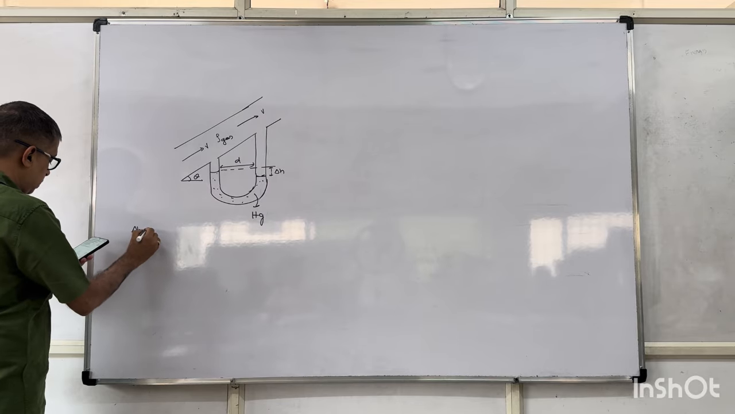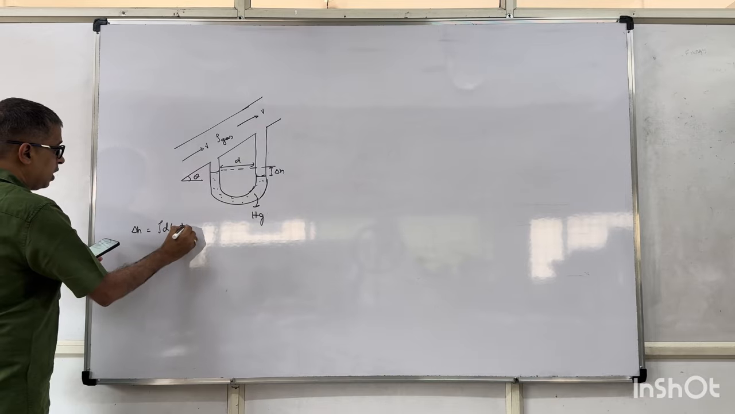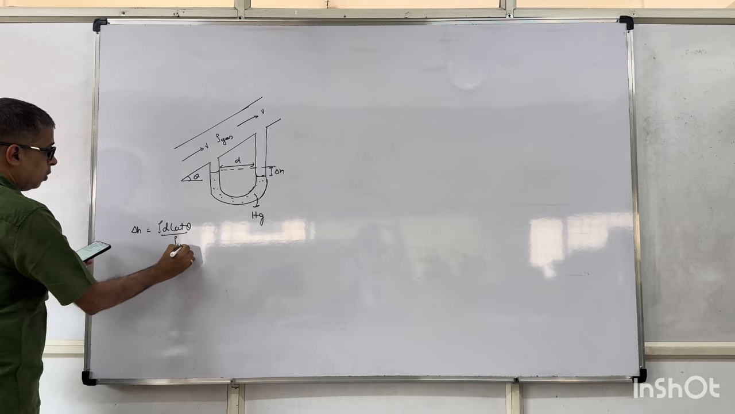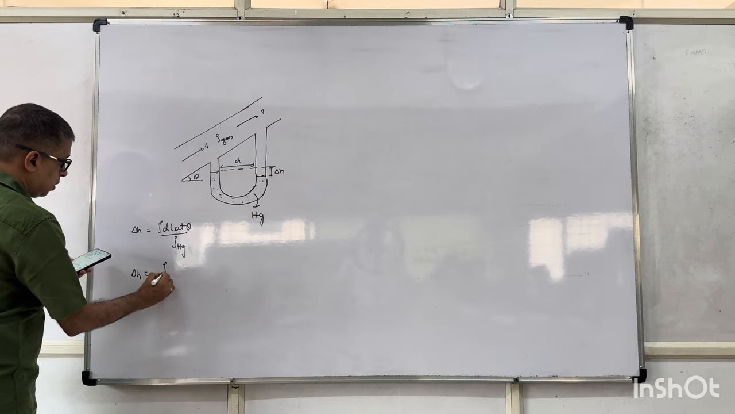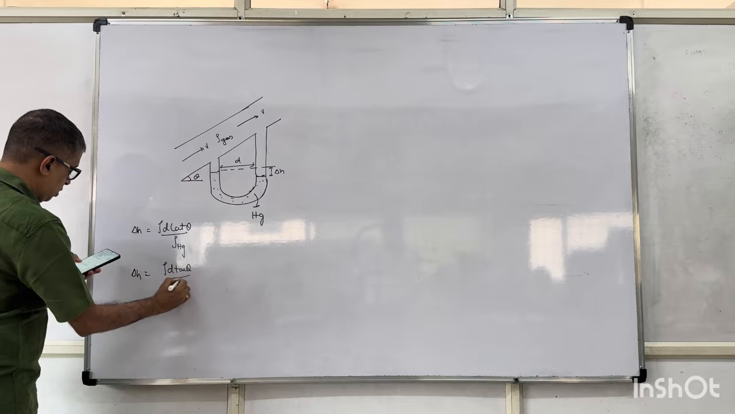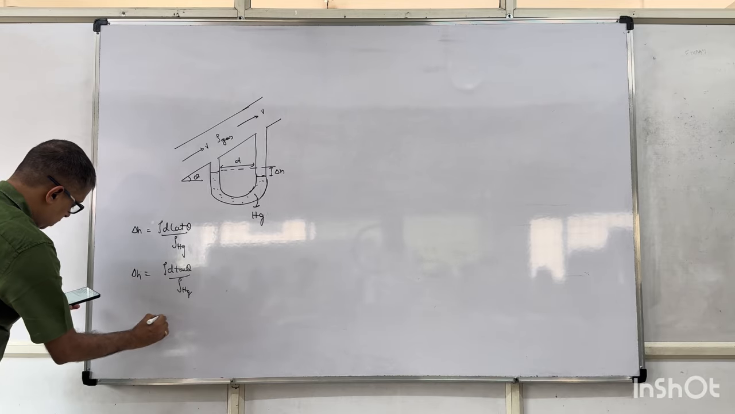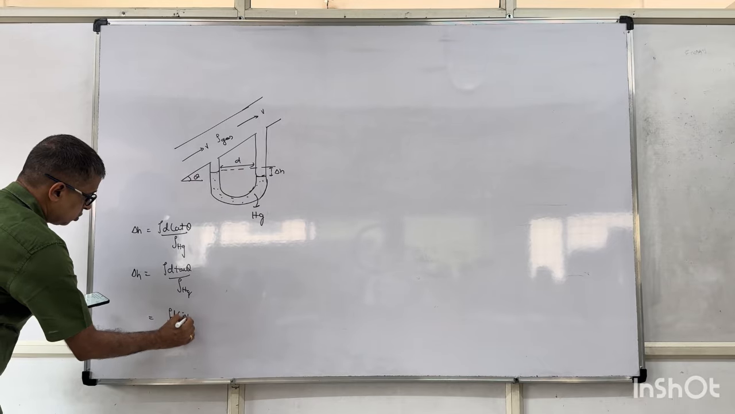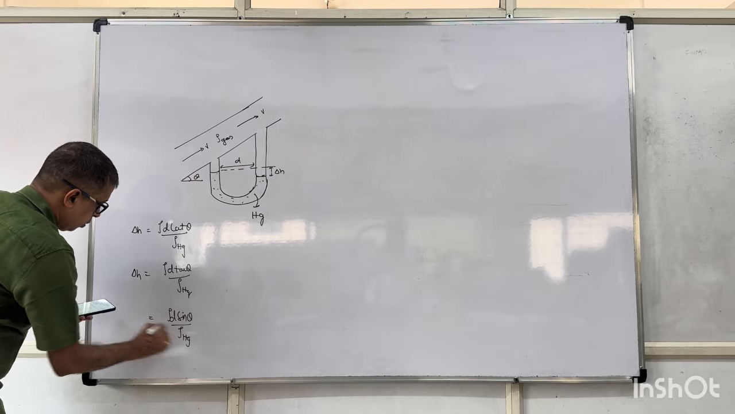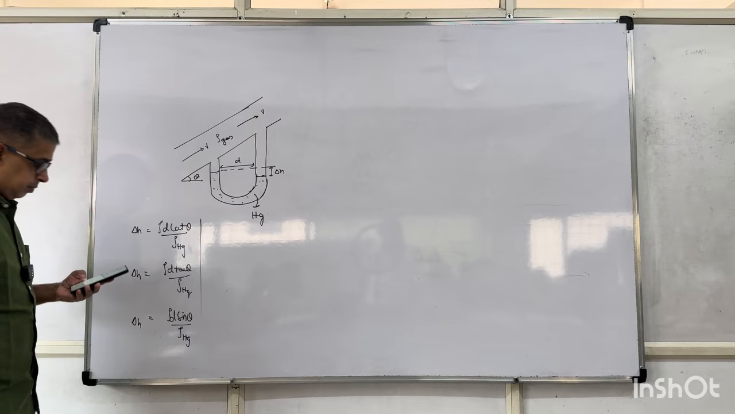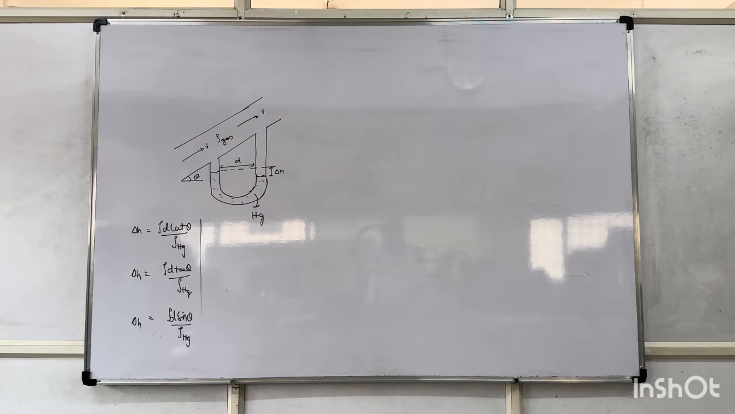Options given are delta H is rho D cot theta by rho Hg, rho D tan theta by rho Hg, rho D sin theta by rho Hg. And the last option is none of these. Think carefully and solve the problem. Not a very easy problem.